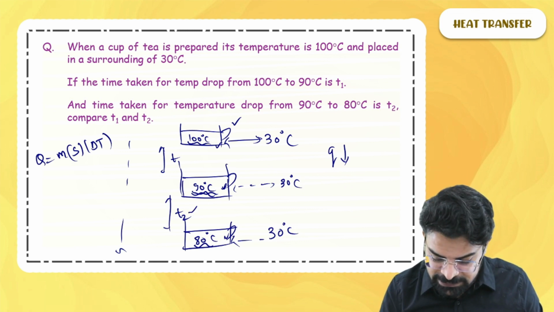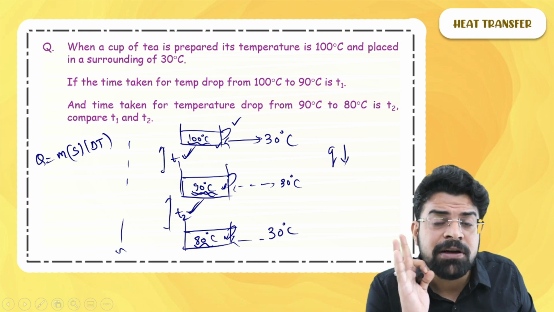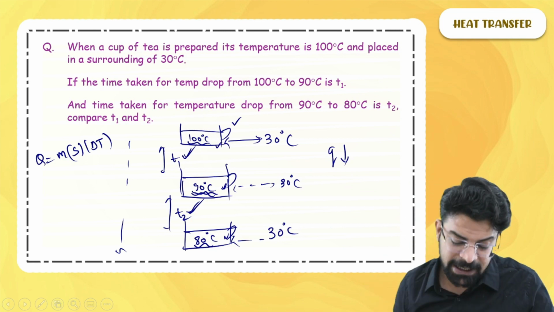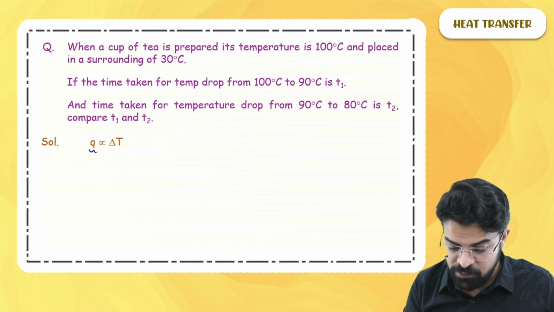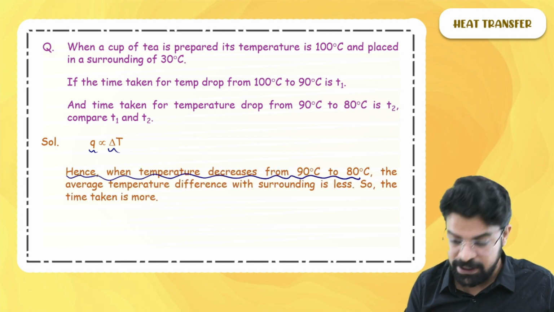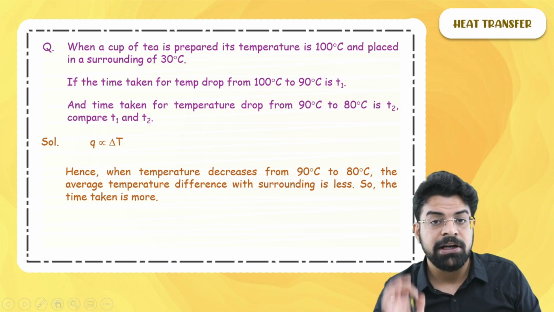Hence, I can say the time taken T2 will be more than T1, because initially the temperature difference is higher, so the rate of heat flow will be higher and the time taken will be less. Hence, T2 has to be greater than T1. As we know, the rate of heat flow is directly proportional to temperature difference. Hence, when the temperature decreases from 90 to 80, the average temperature difference with the surrounding is less, so the time taken is more. That's why T2 will be greater than T1.